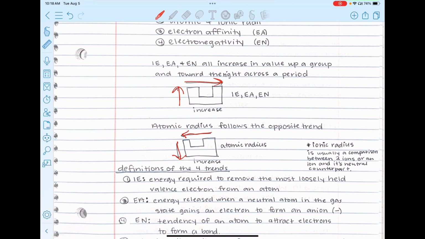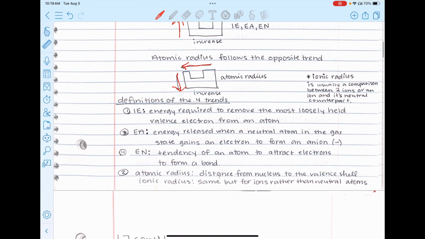Now, what's the difference between atomic radius and ionic radius? Atomic radius refers to a neutral atom. The ionic radius refers specifically to the ion form, like a charged atom. So normally when we're dealing with ionic radius, it's going to be some sort of comparison between two different charged ions, or an ion and the neutral version of that atom. So typically we're looking at a comparison with those, where with atomic radius, we're looking for more of an explanation. All right, so definitions of each of these four trends. This we've just got to know.